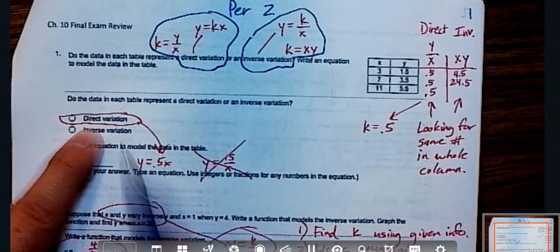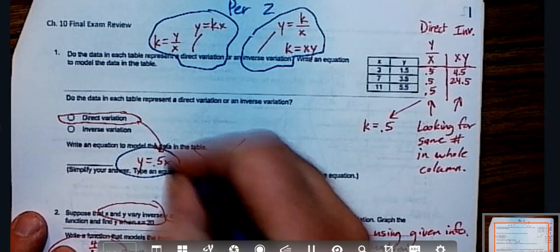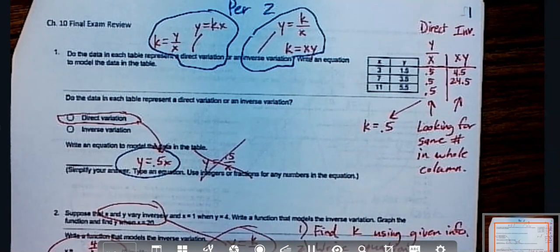And so that made our decision, direct variation. So it was either going to be y equals 0.5x or y equals 0.5 over x. Of course, this one is wrong because it's inverse. So this is the direct variation equation with the correct k value.